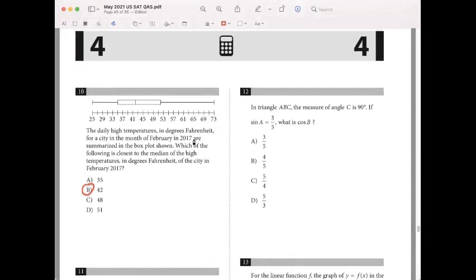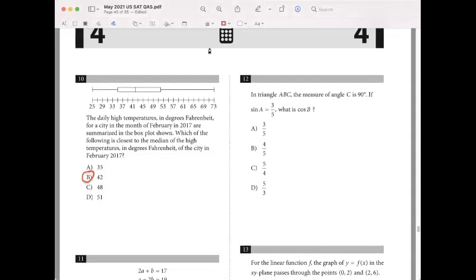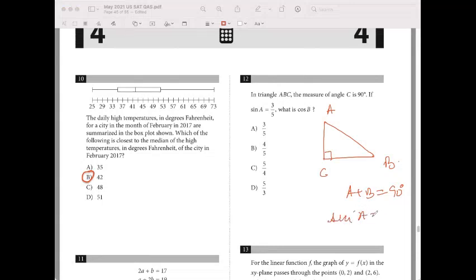Question 12. In triangle ABC, the measure of angle C is 90 degrees. If sine A is 3/5, what is cos B? So let's say this is angle C, which is 90, and this is A and this is B, right? So we know that A plus B is 90 degrees because in a triangle, the sum of the three angles is 180. So sine of A will have to be cos of B.